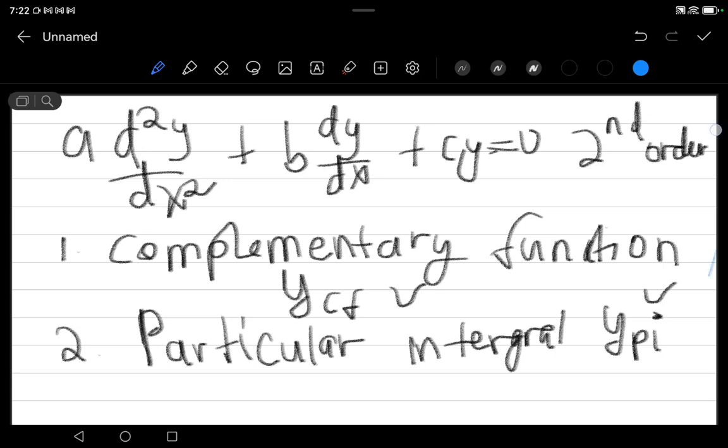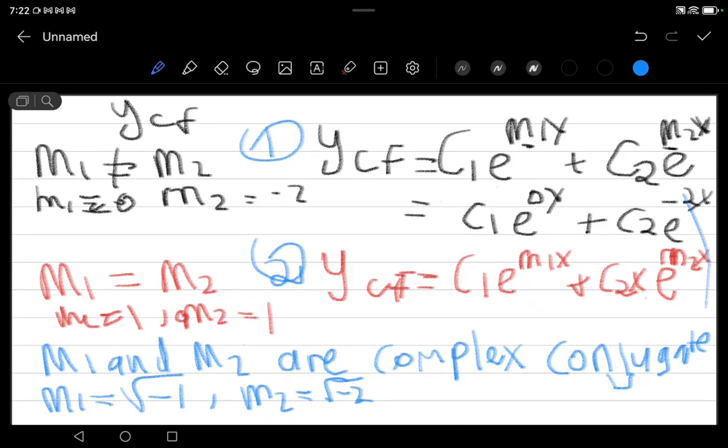Okay. Moving forward, the complementary function. This is our first complementary function when m1 is not equal to m2. And this is our second complementary function when m1 is equal to m2. So you have to know this by heart. You have to know this.